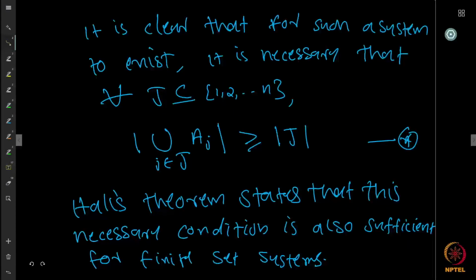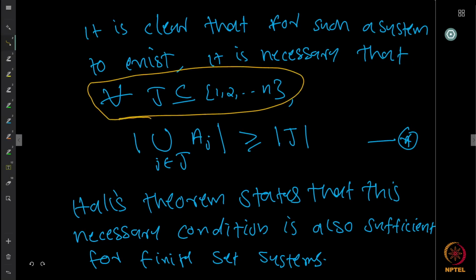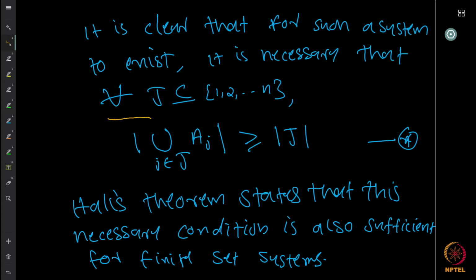So the necessary condition that is obvious is that for every indexing set J, J a subset of 1 to n, the union over j in J of Aj, the cardinality of this union must be at least the number of sets that we are considering, which is the cardinality of J.